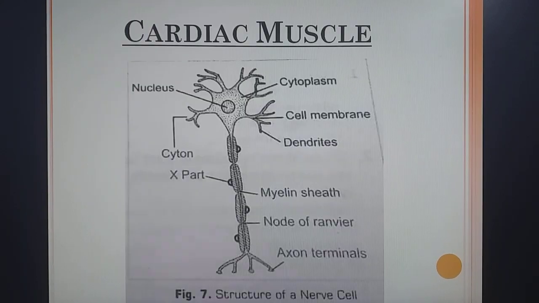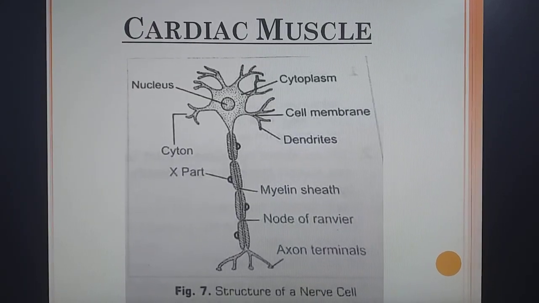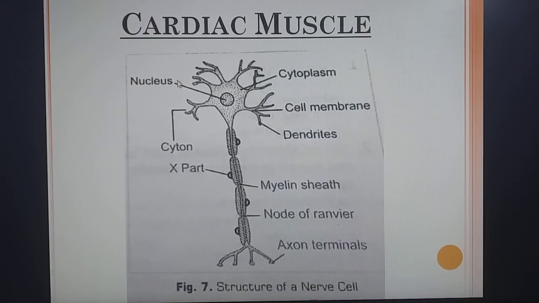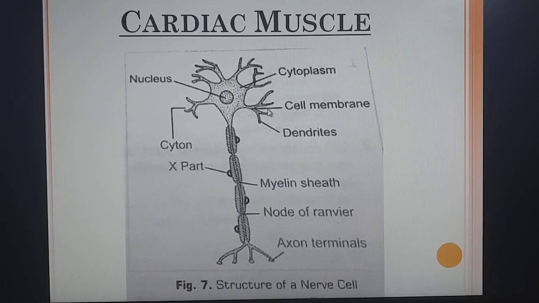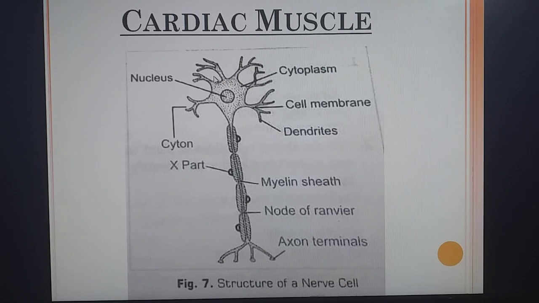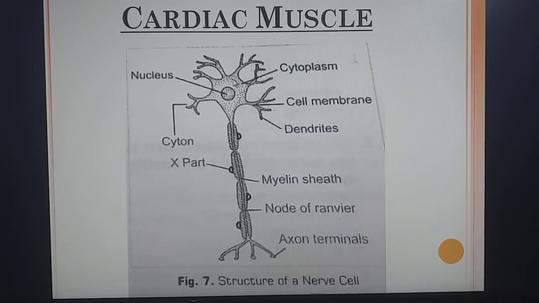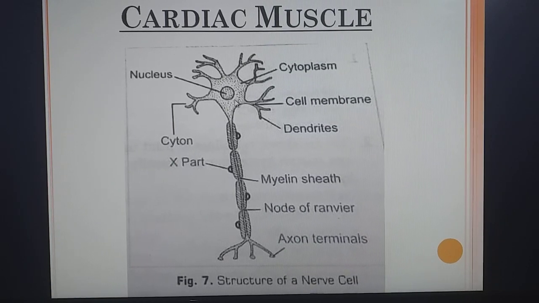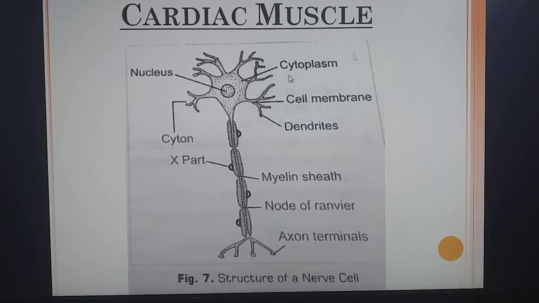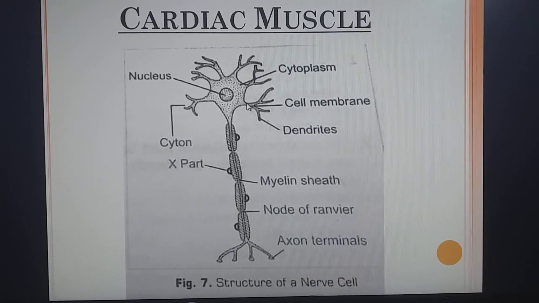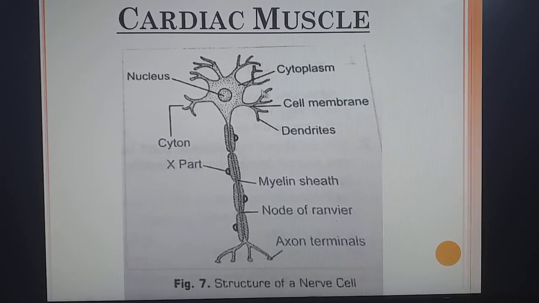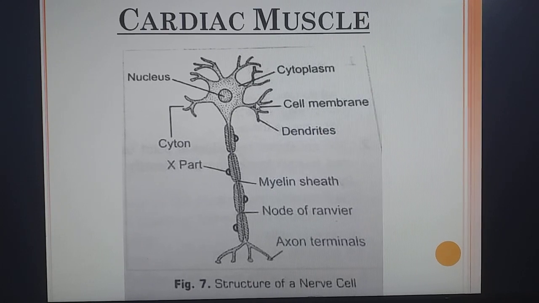Now the diagram. See here the diagram. This part is known as the cytone, the cell body, and this hair-like projection is known as the dendrite. This cytone comprises a single nucleus and this dotted structure is the liquid inside the cell that is known as the cytoplasm. And this is the cell membrane. See here, children, the cell membrane is being extended. A hair-like structure is there which is known as the dendrite.